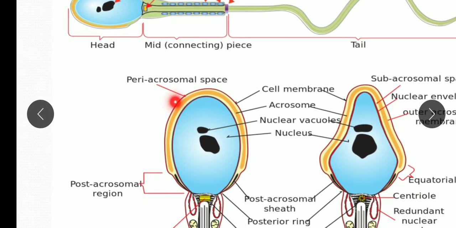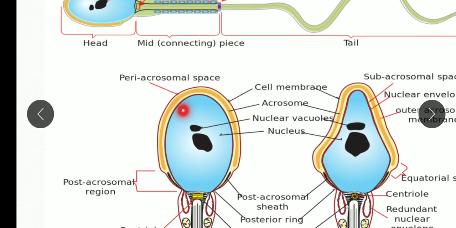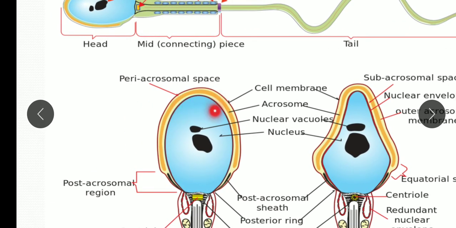Now this acrosome, which is the anterior-most tip of the head region, is formed by the Golgi body, which we have studied already, and it contains an enzyme known as hyaluronidase, which helps to dissolve the wall of the ovum during fertilization. So this hyaluronidase is released from the acrosome part, and then it dissolves the wall of the ovum during fertilization, and it facilitates the entry of the sperm into the ovum.